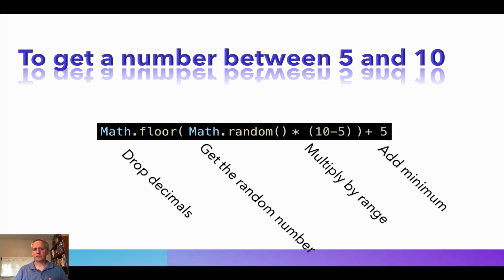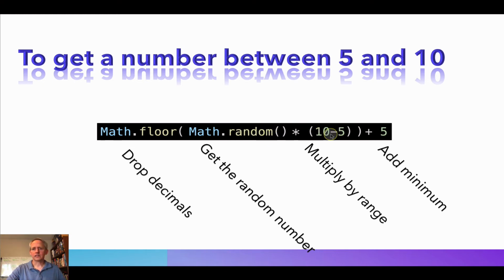If we do the math.random and we get 0, what's our result? 0 times 5 is 0. We take off the decimals, so we have 0, and we add 5, so we get 5. If we get 1, we're not quite going to get 1. This is where we run into a problem, but we'll answer that in a little bit.